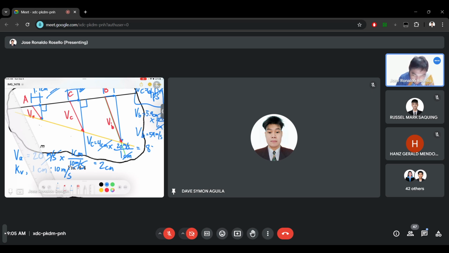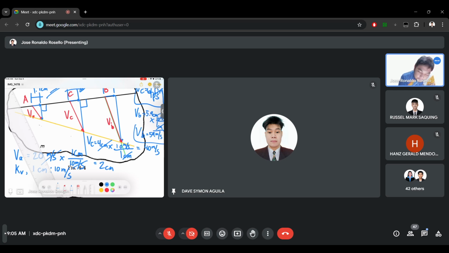Wait lang. Tama. Parang mali yung ginawa ko. 10 lang pala. We now have 40 meters per second.